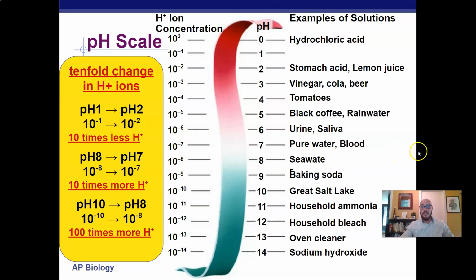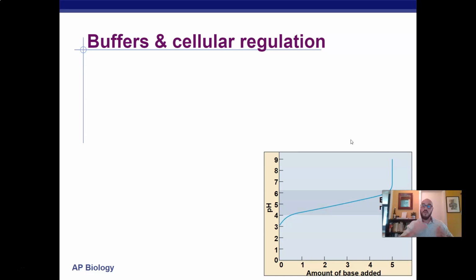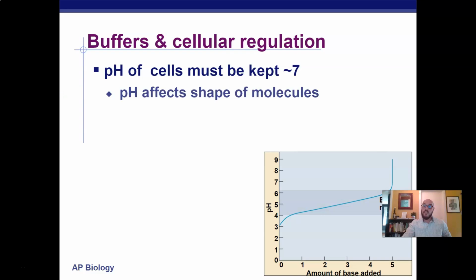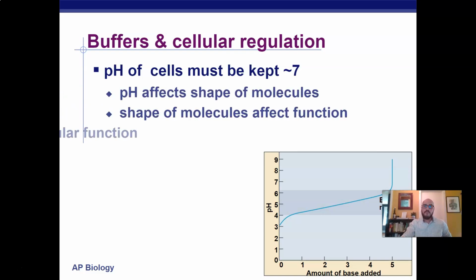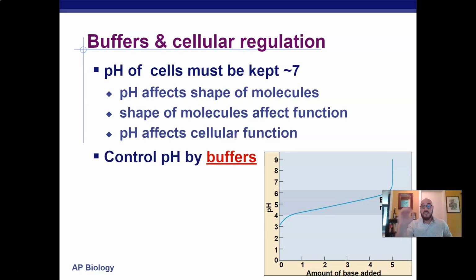We need a balance here, and that gives us something right here, like what's happening in us. Pure water, 7. Blood, 7. So we want an even concentration of H plus and OH, so that way chemical reactions don't go out of control and form all these ionic bonds. So pH can affect the shape of molecules. And this is an extremely important thing to remember in biology: function follows structure. So if the shape of a molecule changes, if the structure changes, that's going to mess up the function of it. Okay?